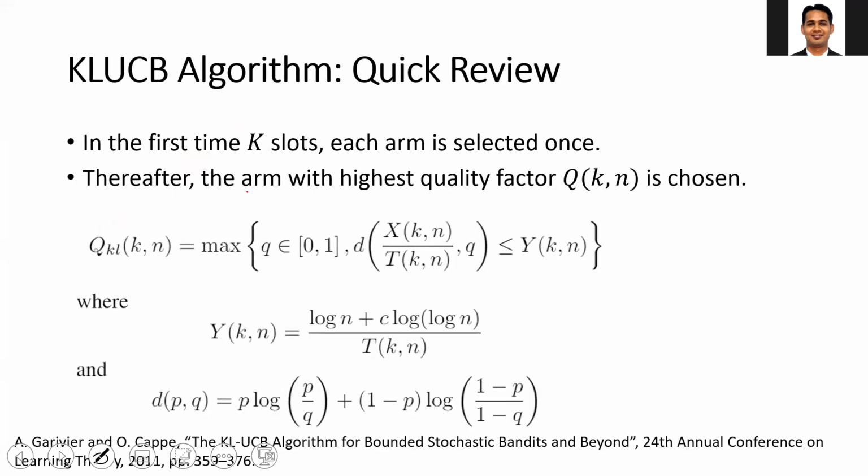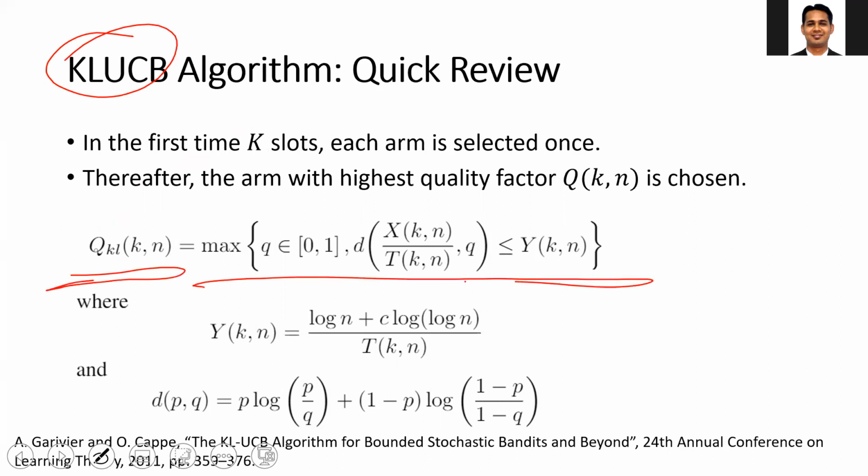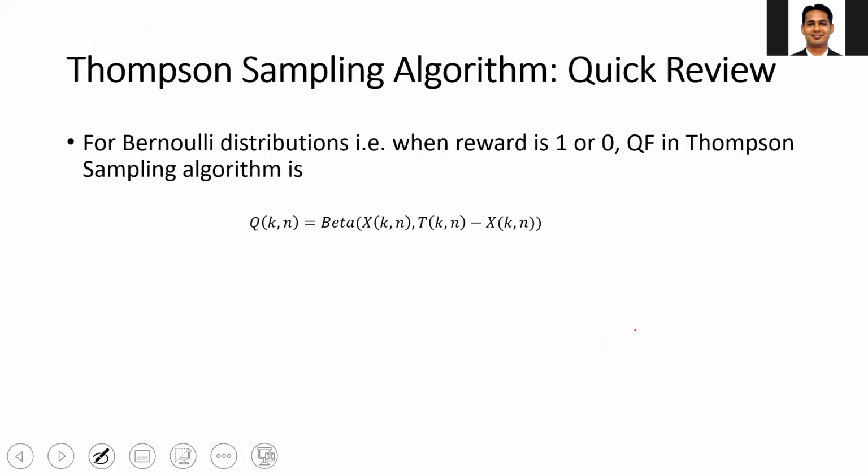For example, this is the KLUCB, which is the Kullback-Leibler divergence-based UCB algorithm, and you can see that here the quality factor is very complex. Here the quality factor is based upon this optimization function, and implementing this on the SoC is again a challenge. Similarly, there is another algorithm called the Thompson sampling algorithm. Here the quality factor is calculated using the beta function. Again, implementing this on the hardware is a challenging part.